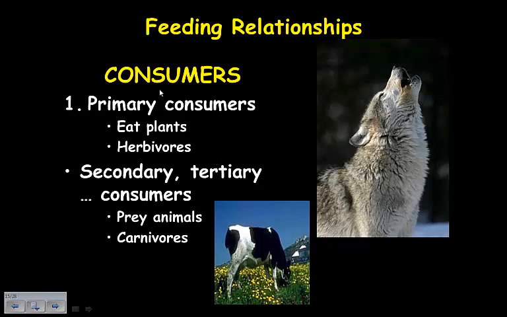So the primary consumer, think about the word primary. It's primary. It's the first one. So a primary consumer is the first one to eat a producer. So you have producer and then primary consumer. The cow right here is a primary consumer. They eat plants. They're herbivores. They're eating the producers. All right?